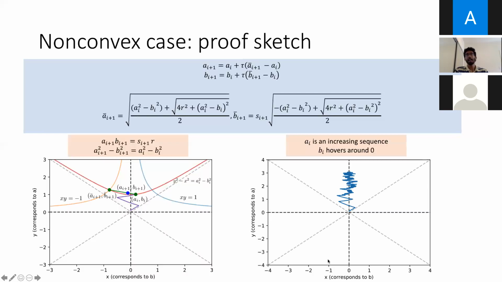And so using this exact dynamics, you can show the following two properties: that AI is always an increasing sequence, and BI on the other hand is going to hover around the mean value of 0. By mean value, I mean in the randomness of the sequence of the signs that you see, the SIs. I'm going to make this more formal later, but any questions about these updates or how it fits into the proof?